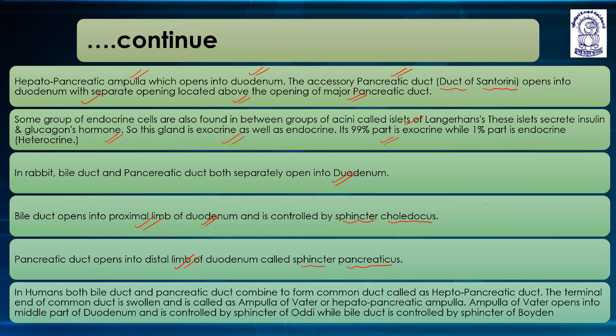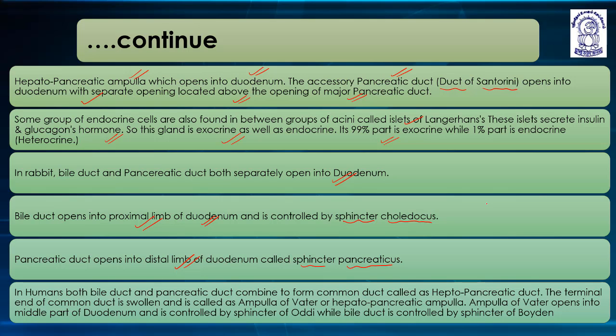In humans, both the bile duct and the pancreatic duct combine to form the common duct known as what? The hepatopancreatic duct. The terminal end of the common duct is swollen and is called the ampulla of Vater or hepatopancreatic ampulla. The ampulla of Vater opens into the middle part of the duodenum and is controlled by the sphincter of Oddi. The bile duct is controlled by the sphincter of Boyden.